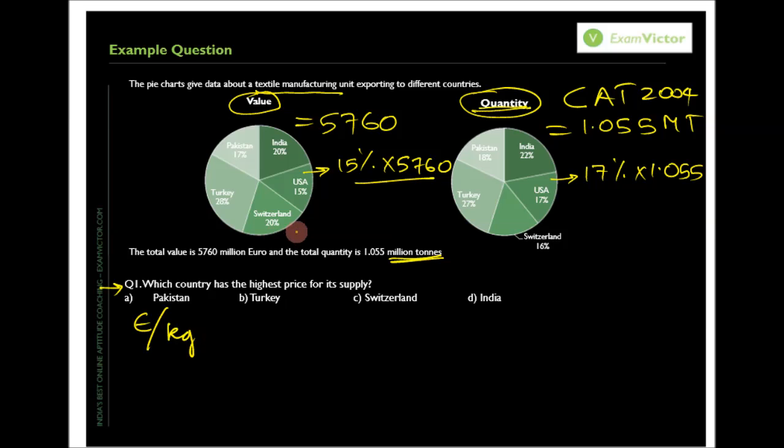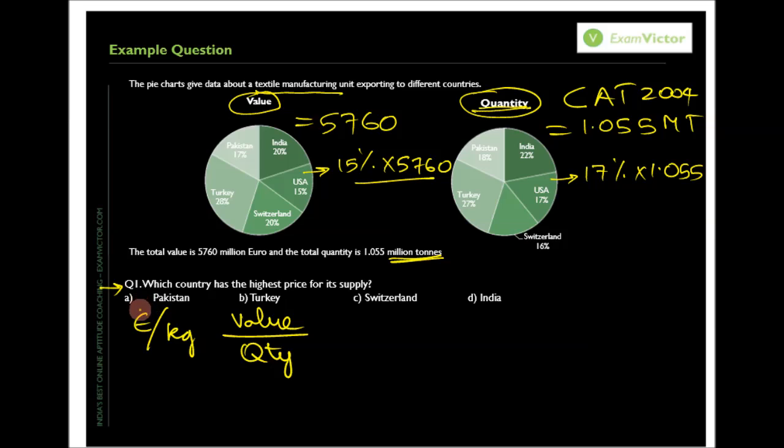What we need to know is that we are being asked for the ratio of the value by the quantity. We are being asked for the ratio of this, and we are being asked which country experiences the highest ratio. The choices are only 4, not 5. So USA is not a choice. We are asked to decide between Pakistan, Turkey, Switzerland and India.